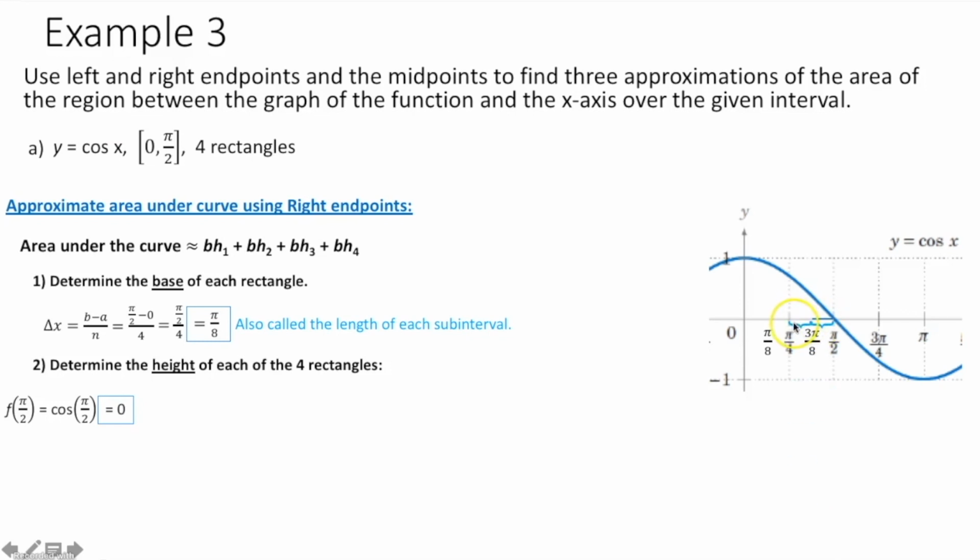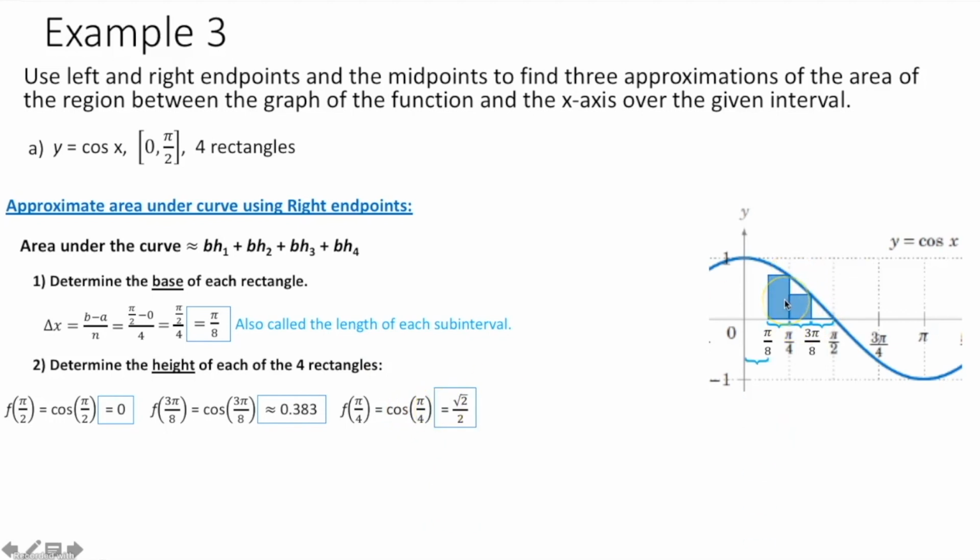The height of my second rectangle corresponds with the right endpoint on that subinterval, which is 3 pi over 8. So I plug that in cosine. I end up getting approximately 0.383. That's going to be the height of my second rectangle. Height of my third rectangle, based on the right endpoint of my third subinterval, which is pi over 4. Cosine of pi over 4 gives you radical 2 over 2, so that's going to be the height of my third rectangle.